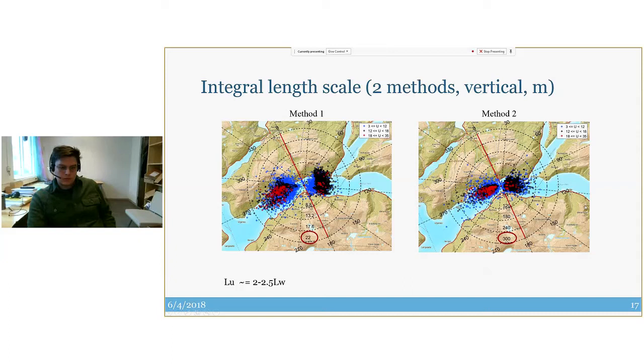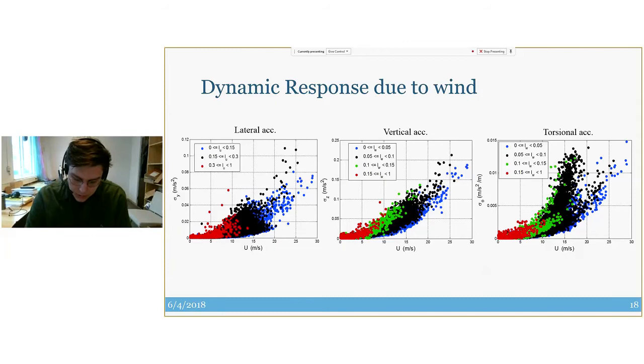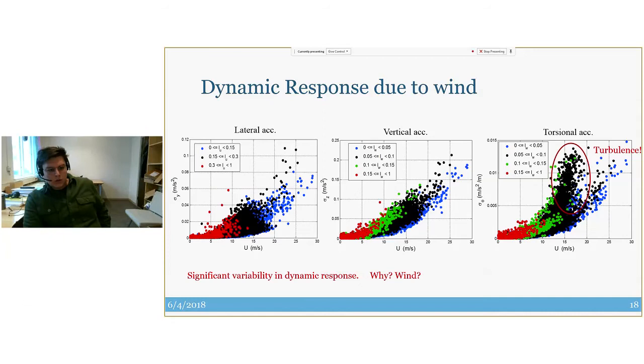Now, since we have seen the wind data, we can also look at the dynamic response. And here I plotted the root mean square accelerations: the lateral acceleration, vertical and torsional accelerations. And again, similar to the wind characteristics, you can see that this is very scattered data. Normally, if you calculate your analytical response, you would get a single curve here, but you get enormous scatter in all of the components. This is a particular behavior for the torsional acceleration, and as far as we believe, this is due to the turbulence effects also. So, in summary, we see a significant variability in dynamic response, and we think this is due to the wind effects, especially the turbulence effects.